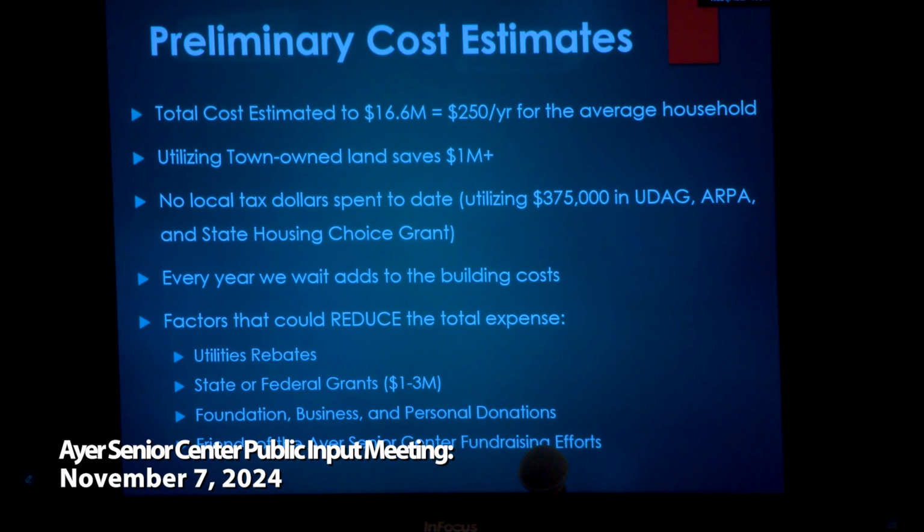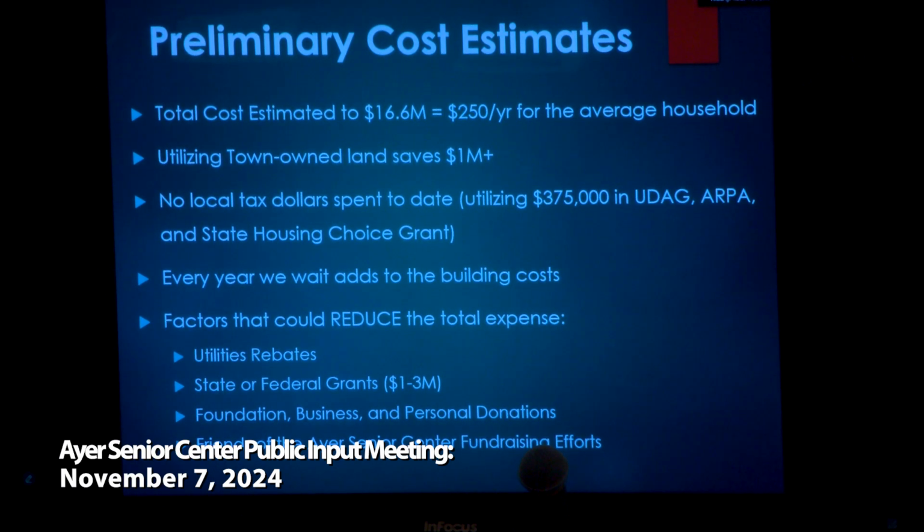It's important to point out when looking at the cost that utilizing town-owned land has saved at least $1 million. As we've seen from recent land purchases in town, land is getting expensive. So by utilizing town-owned land, we believe that we have saved the project at least $1 million. And it's important to point out that no local tax dollars have been used to date for the project. Everything that we've done so far, working with the architect, the land search, and the site due diligence, has been done using the $375,000 that we have in UDAG, ARPA, and State Housing Choice grant funds.